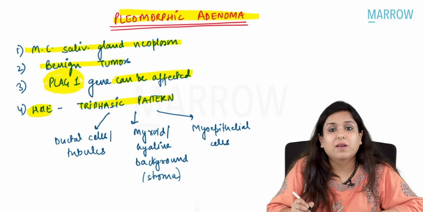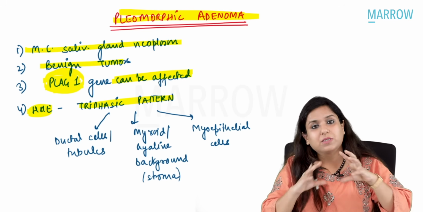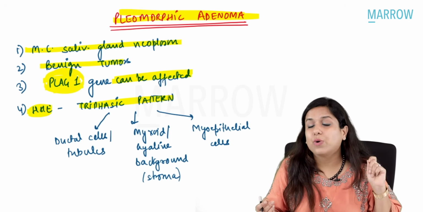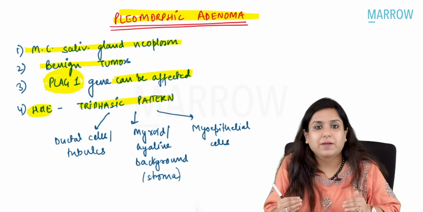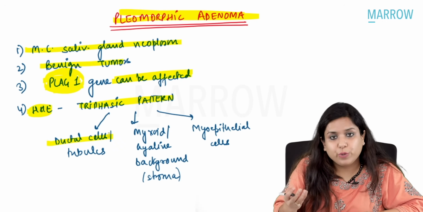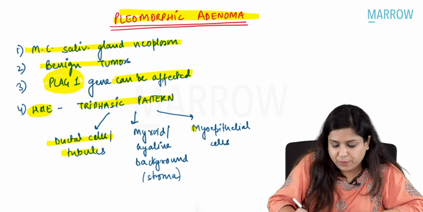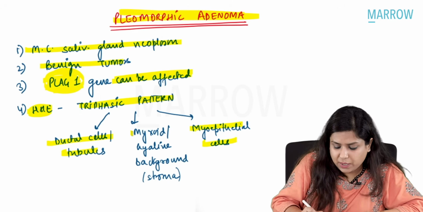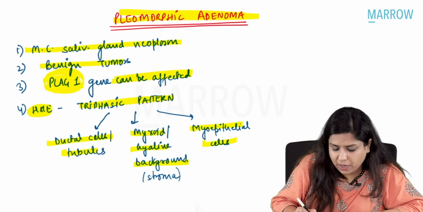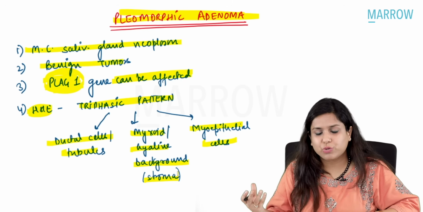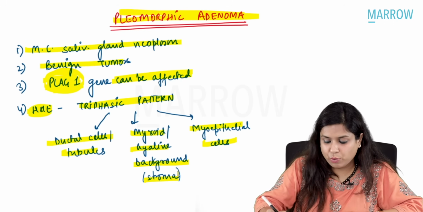Microscopically, it shows a triphasic pattern. That means 3 different types of components can be seen. That is why it is called pleomorphic. Multiple patterns can be seen. You can see ductal component or the tubules and the epithelial and the myoepithelial cells. Then the stroma which we usually see is myxoid or hyaline or chondroid, right? So, chondromyxoid stroma or hyaline stroma, right?